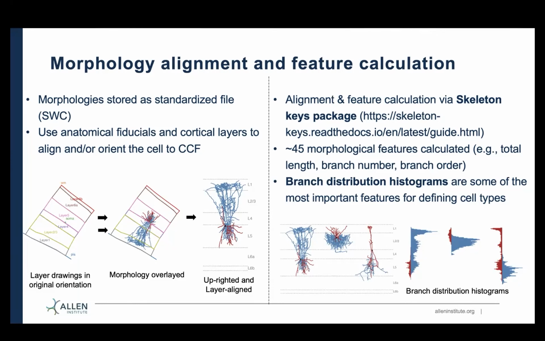And then just a little more information about how we get the slices into the CCF. We use fiducials to align them. And then using the layer drawings, we also upright our cortical neurons and then place them in an average cortical framework shown here on the right, so that we can compare the layer distribution patterns across neurons.